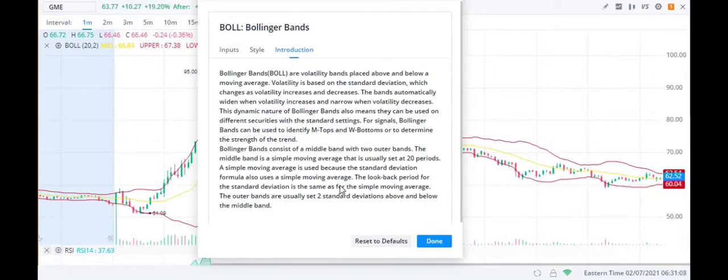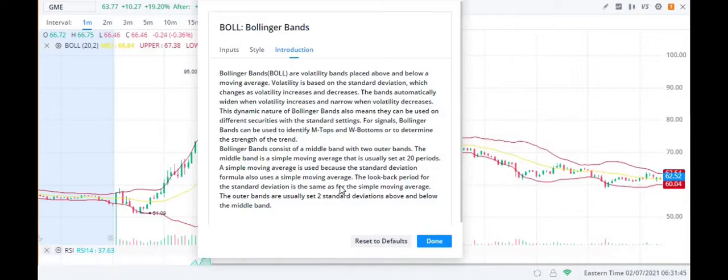So let's just go through and see exactly what a Bollinger Band is, what the definition is. Bollinger Bands are volatility bands placed above and below the moving average. Volatility is based on the standard deviation, which changes as volatility increases or decreases. The bands automatically widen when volatility increases and narrow when volatility decreases. This dynamic nature of Bollinger Bands also means that they can be used in different securities with standard settings. For signals, Bollinger Bands can be used to identify M-tops, W-bottoms, or determine the strength of the trend.